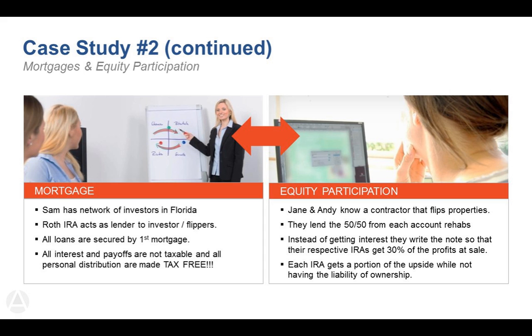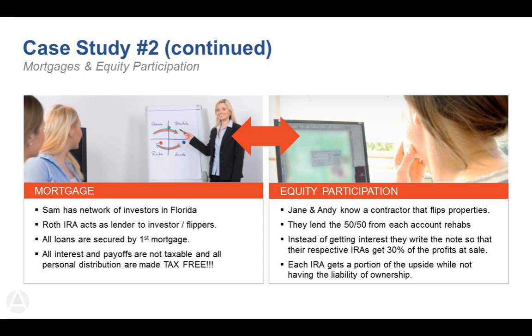So case study 2, we're going to be covering 2 different types of lending. We're going to be going into the equity participation and also the mortgage lending aspect of this as well. So in the mortgage lending aspect, Sam has a network of investors in Florida. He has a Roth IRA that he utilizes to lend to investors and flippers. So he's only dealing with investors in this instance and issuing them first mortgages, meaning that his IRA holds a lien against whatever property that the investor or the flipper is buying.